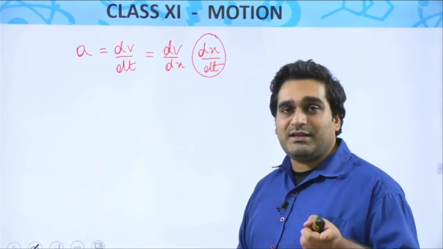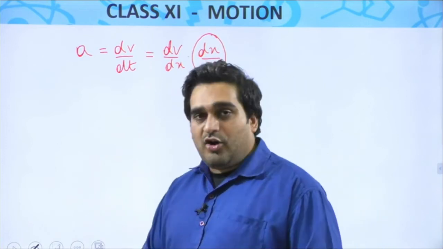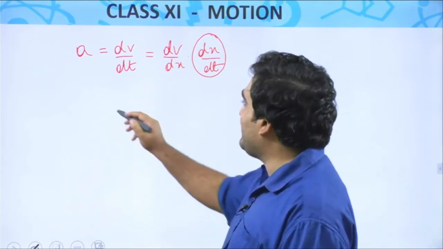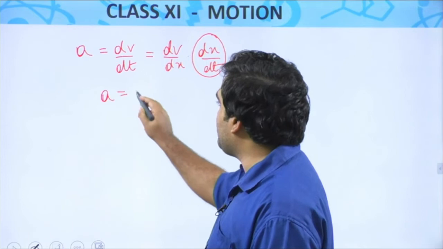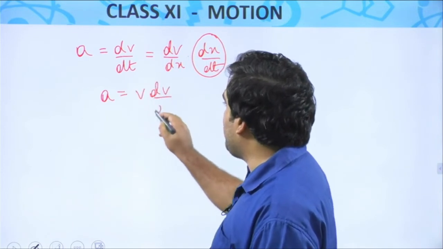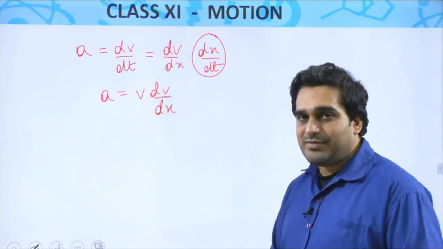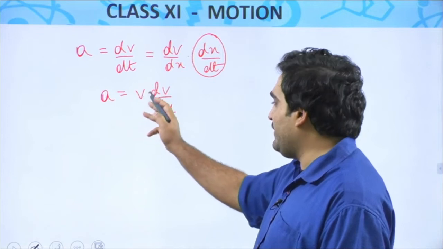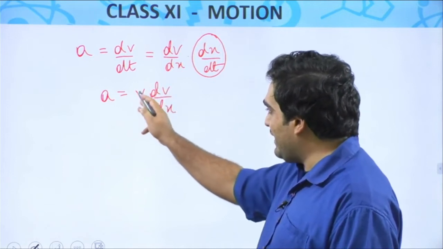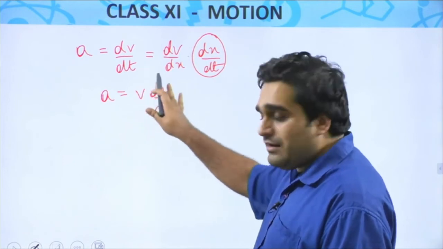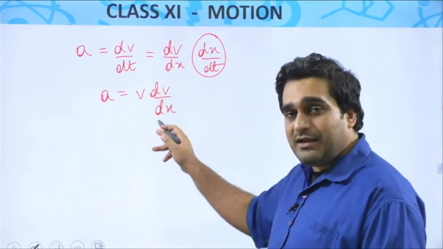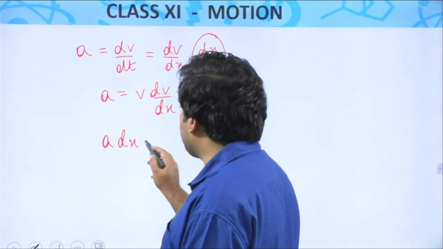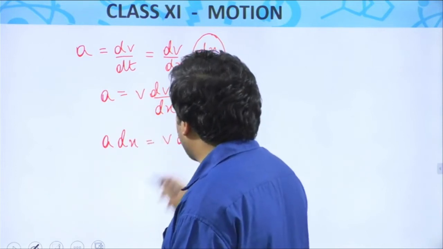It's because we know what dx by dt is. What is dx by dt? The rate at which an object's position changes is called velocity. So a equals v dv by dx. So you have the variable v located here. I let the variable v remain on the right hand side, but this dx I transpose it to the left hand side. So you get a dx equals v dv.